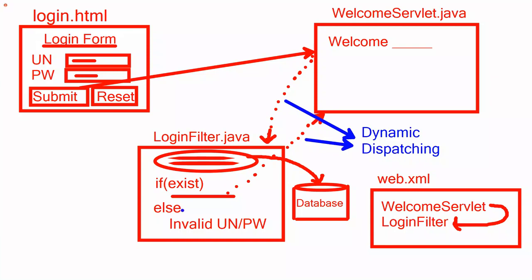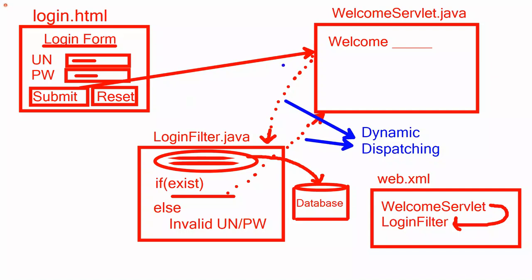So actually, if we click the submit button, control comes here. In between, this is included, no? That is plugin code between request and response. Between request and response, you can add some code dynamically. That is called dynamic dispatching.